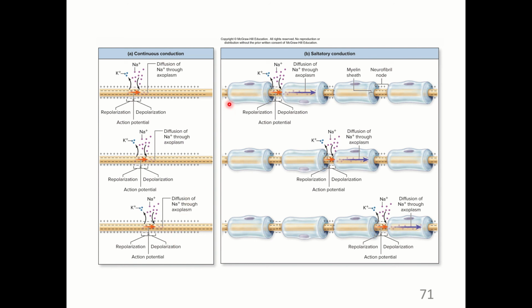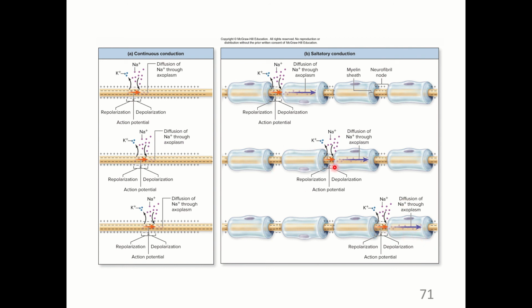Whereas during saltatory conduction, here in illustration B, the voltage-gated channels are concentrated at the nodes of Ranvier. The action potential can proceed undisturbed through the myelinated region of the axon. It does lose its strength, but it still has enough of a depolarization wave to open voltage-gated sodium channels in the next node of Ranvier and reinitiate the next action potential.